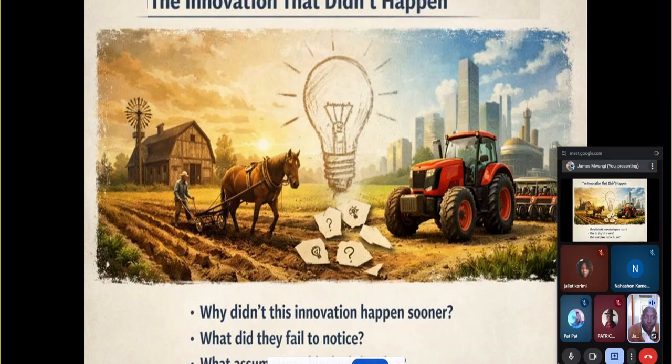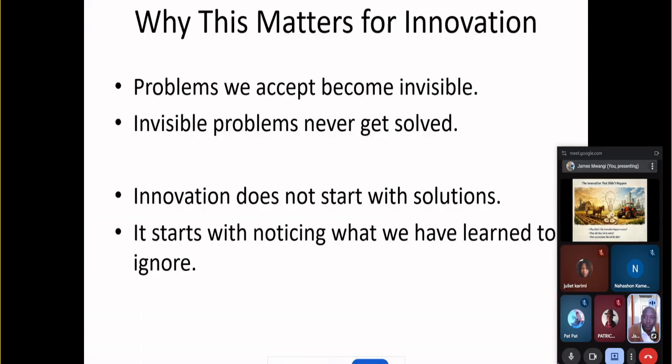Why did they fail to notice? And what assumptions blocked the idea? Okay. Why does this matter for innovation? Problems we accept become invisible. Invisible problems never get solved. So problems we accept become invisible. Invisible problems never get solved.